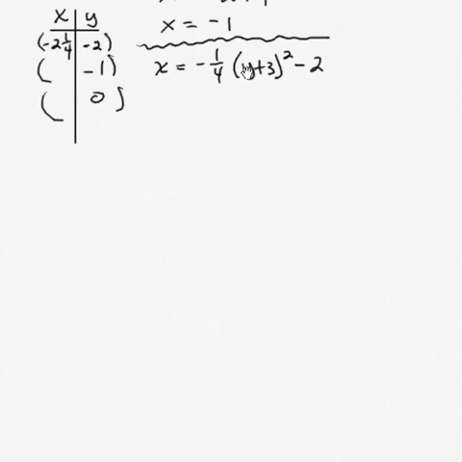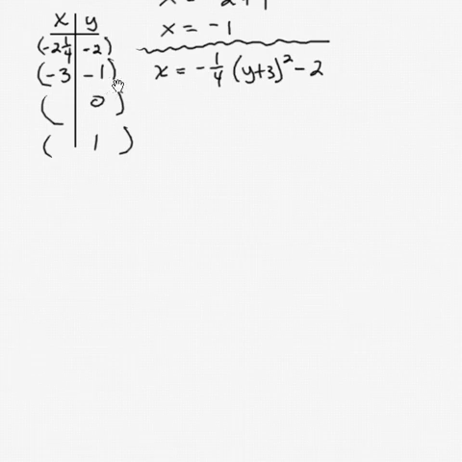So if we put in negative 2, plus 3 is 1, 1 squared is 1, 1 times negative a fourth is negative 1/4, minus 2 is negative 2 and 1/4. Let's put in negative 1 and see what we get. Negative 1 plus 3 is 2, 2 squared is 4, 4 times negative 1/4 is positive 1, 1 minus 2 is negative 1. If we put in 0, we'll come back to that in a second, but if we put in 1, instead of negative 1, 1 plus 3 is 4, 4 squared is 16, 16 times negative 1/4 is negative 4, minus 2 is negative 6.